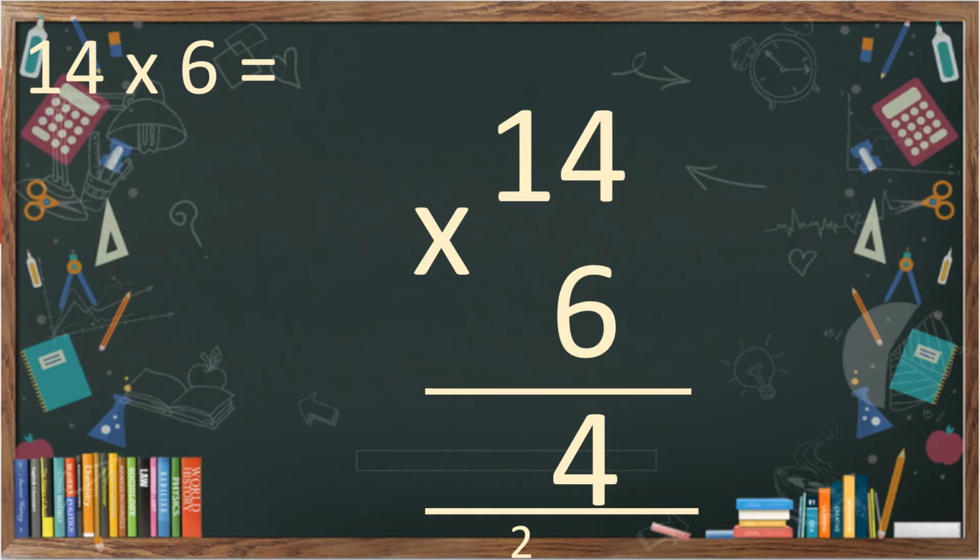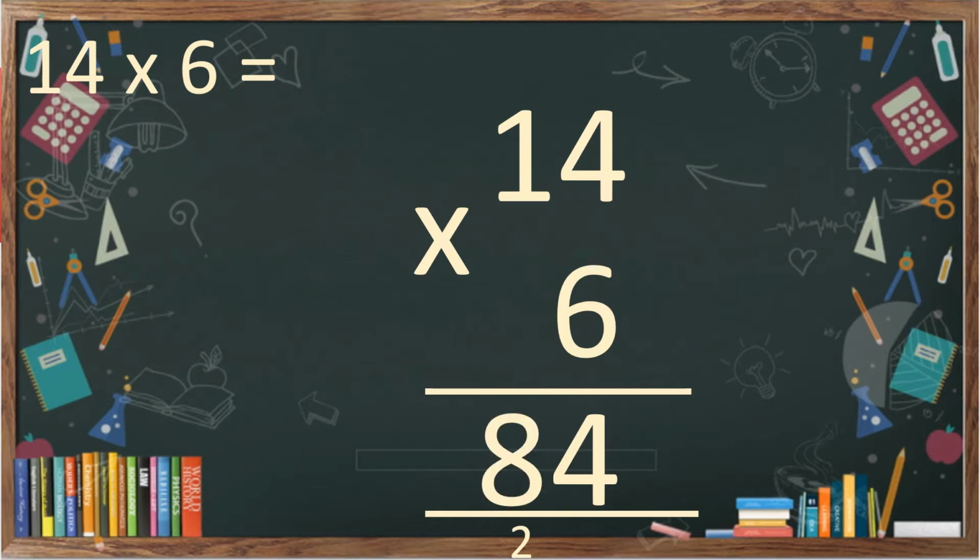Next, we would go to the 1 and we would ask ourselves, what is 6 times 1? 6 times 1 is 6, but we still have the 2 remaining. So we would do 6 add 2. That would give us 8. So we would write an 8 in the column. So now we know that 14 times 6 is 84.